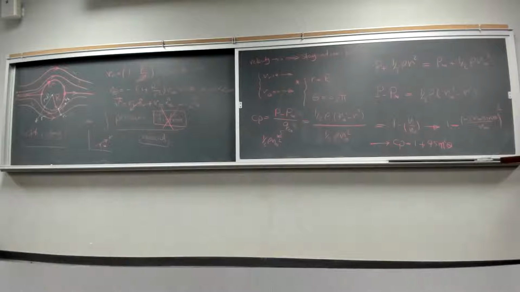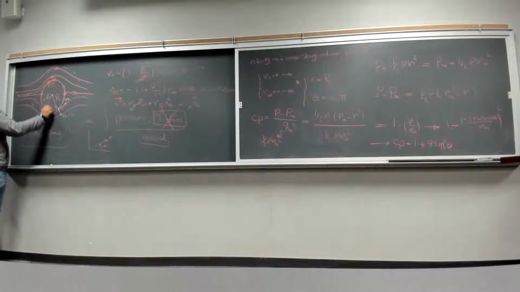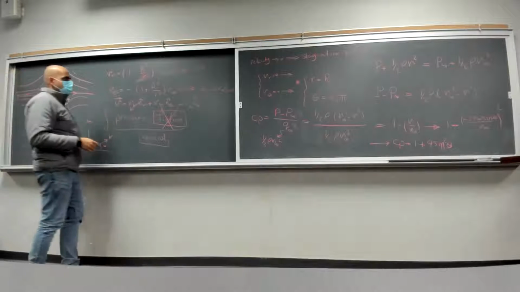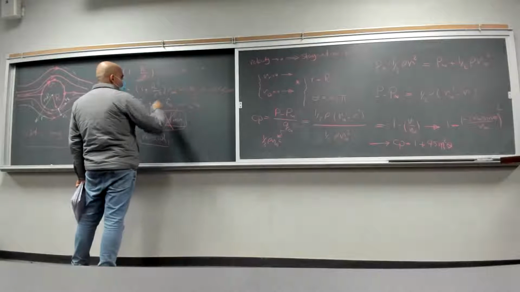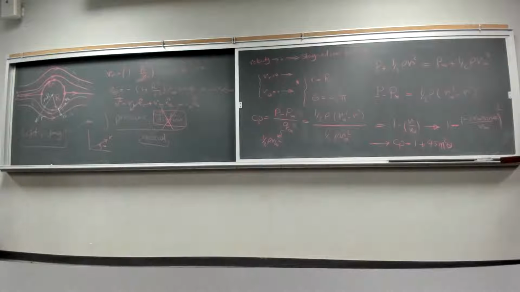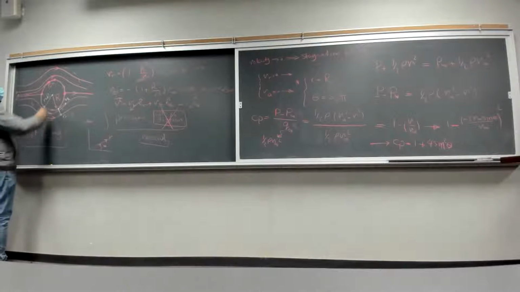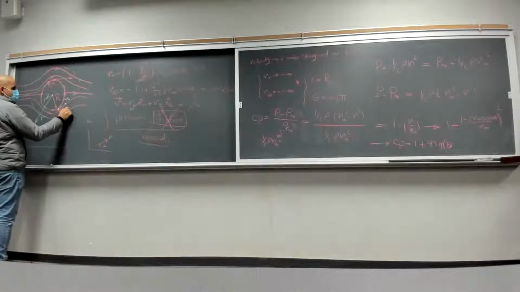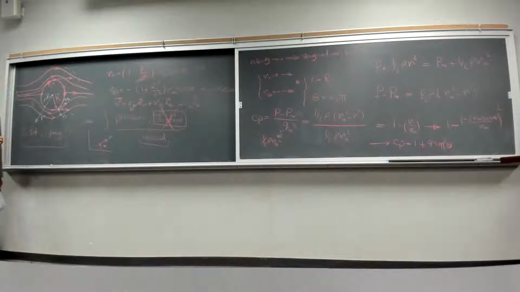The max velocity is at pi over 2 and 3 pi over 2. Exactly. So V_r is going to be 0. The velocity is only V theta, and the max velocity will be where sine of theta is 1, which essentially means that your max velocity is going to be 2 times the free stream, in this direction, on these two points.